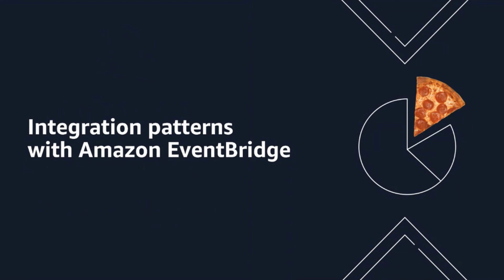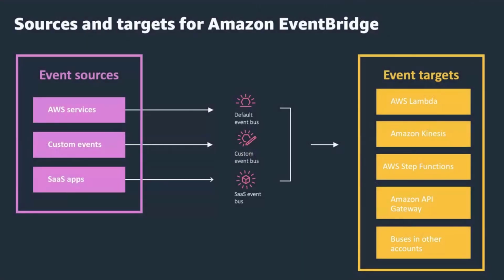Let's take a look at some integration patterns that you can build with EventBridge for your serverless apps. EventBridge accepts events from event sources, and these can be any one of our 180 AWS services. It can be your Lambda functions and applications. It can be custom events. It can be SaaS application providers like Auth0, Datadog, or PagerDuty.